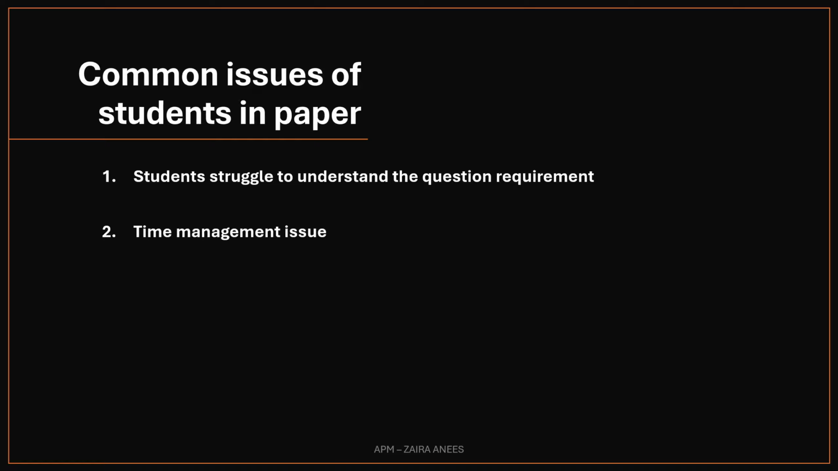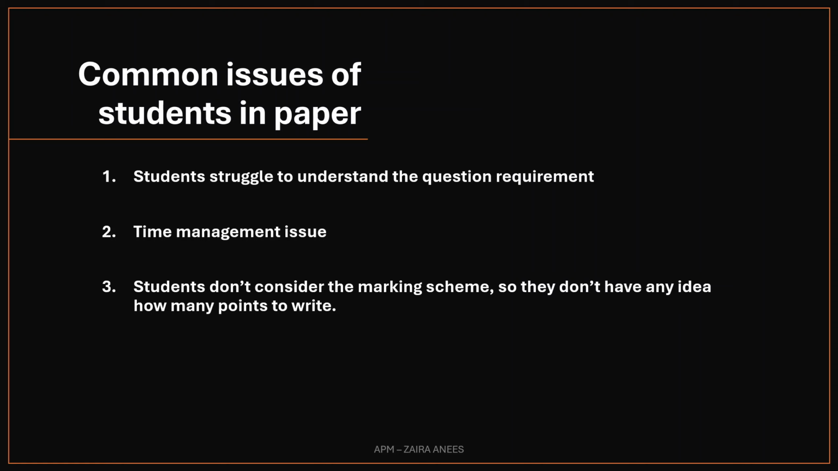The second one is time management issues. It's extremely common in the APM paper that students complete an 85 marks or maybe 90 marks paper, and they generally leave 15 to 20 marks of requirements in their paper because they couldn't complete it. Students don't consider the marking scheme, and that's basically the reason why they have time management issues, because they generally overwrite, like a 15 marks question with a 16 marks requirement. They generally write a lot.